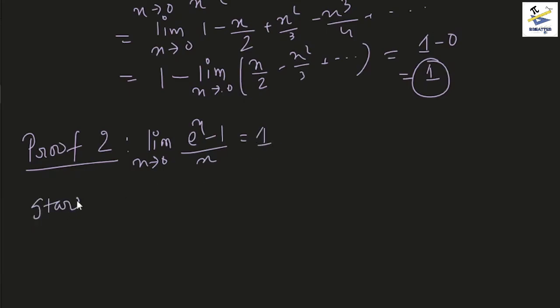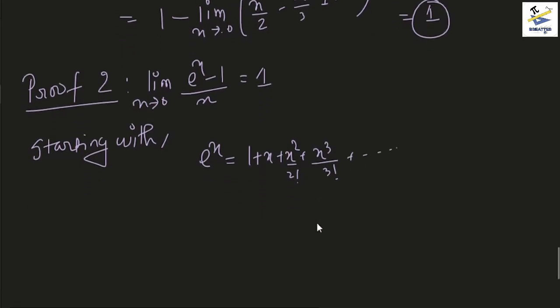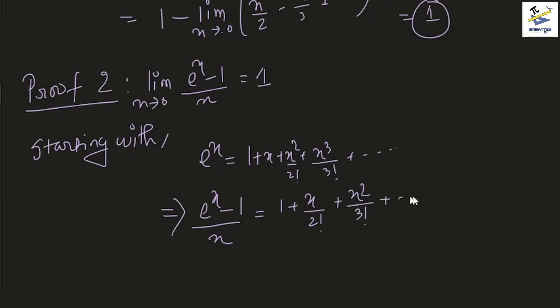So starting with e to the power x equals 1 plus x square by 2 factorial plus x cube by 3 factorial and all the way, we can see that if we just take the 1 on the left hand side and divide by x, what we get is this: 1 plus x by 2 factorial plus x square by 3 factorial plus so on.